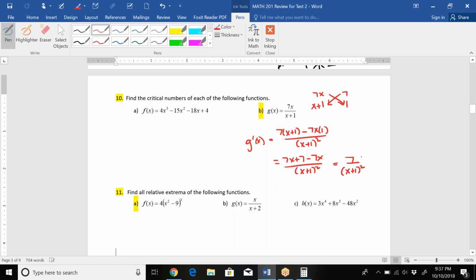Now remember, when you look for critical numbers, you check what makes the top 0 and what makes the bottom 0. There's no x's for the top, so there's no critical numbers up top. This would be equal to 0 when x is -1. This is not a critical value though, because the original function was undefined at -1.